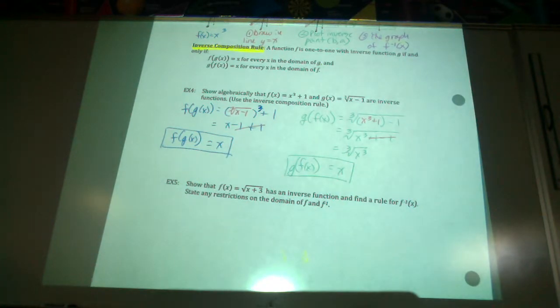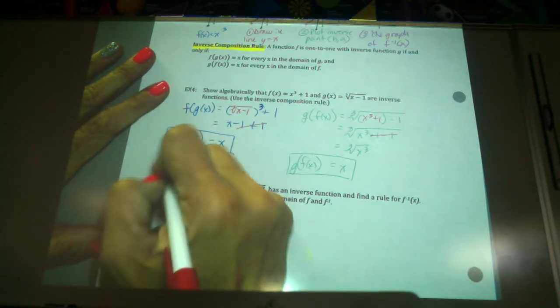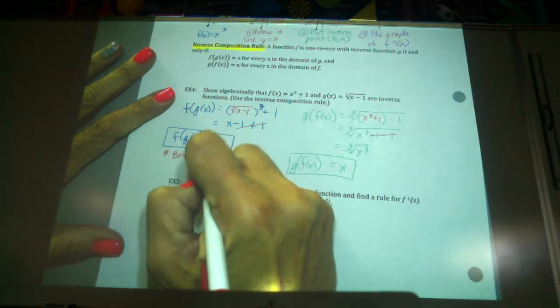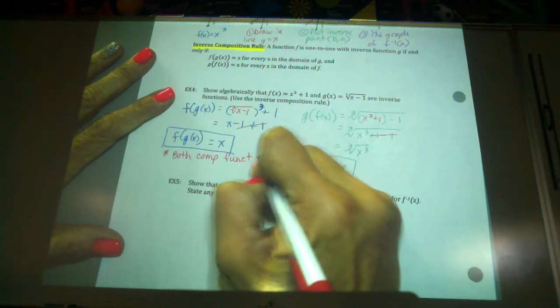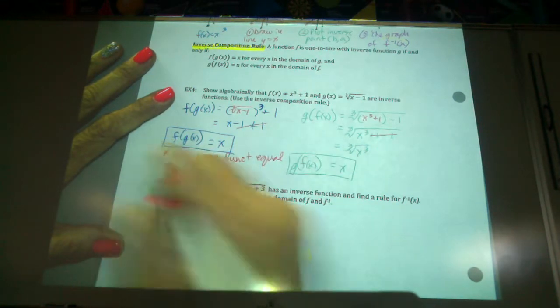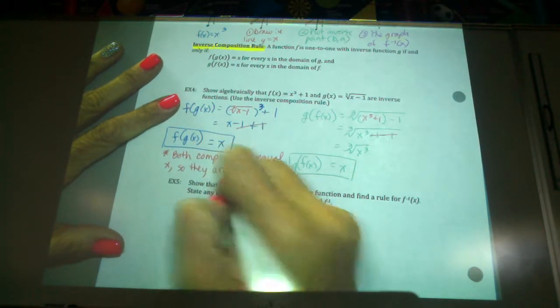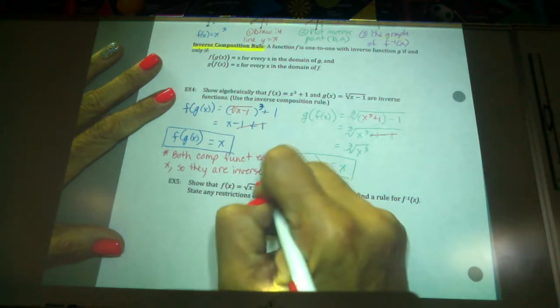So what the inverse composition rule says is that, well, they are inverses of each other, and it's one-to-one. So they are the same. Well, they're not the same. They're both x's. So both, and I'm going to abbreviate here, composite functions equal x. So they are inverses of each other.